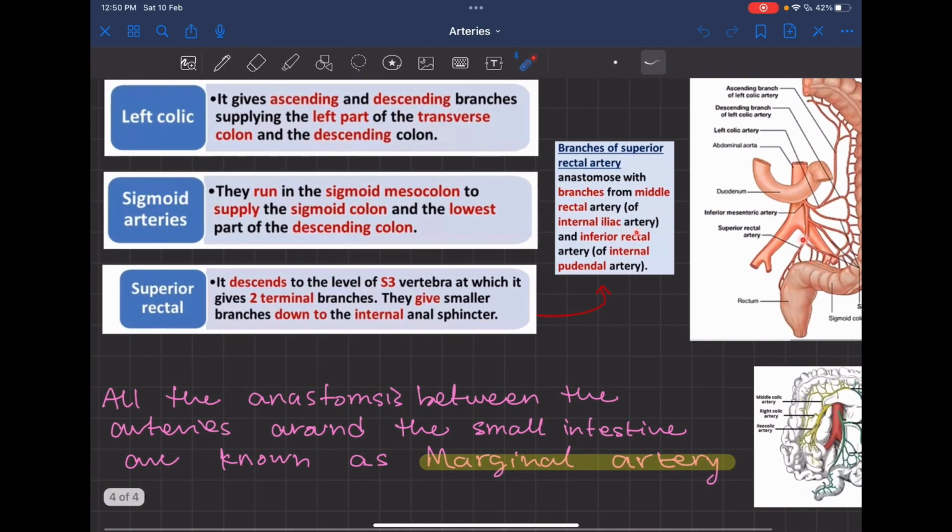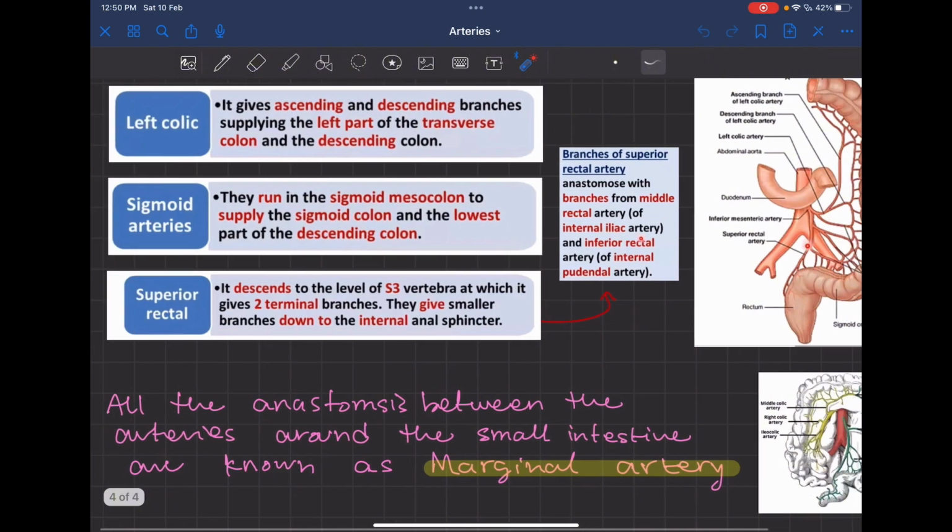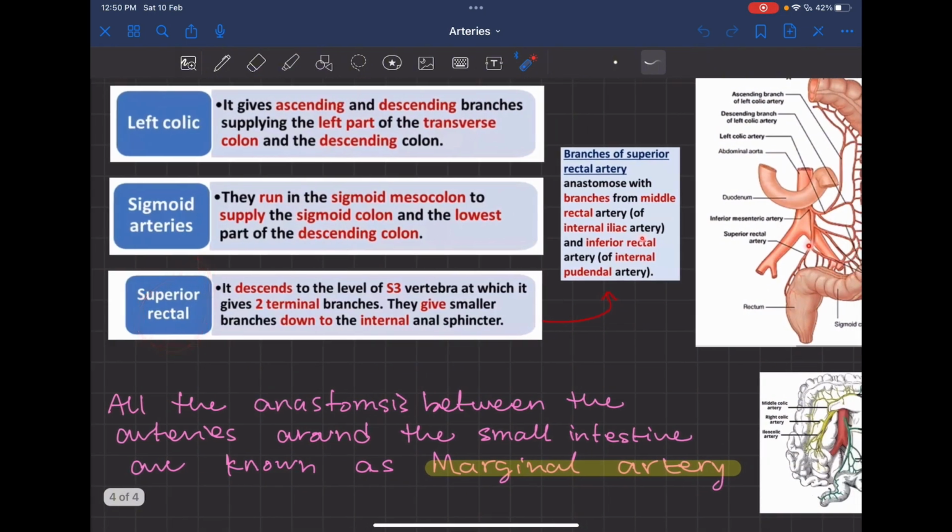Now, moving on to the last branch of the inferior mesenteric artery, which is the superior rectal artery. As you can see here, it descends to the level of the S3 vertebra. Something that we need to know about the superior rectal artery is that it is a terminal continuation of the inferior mesenteric artery. So, at the end of the inferior mesenteric artery, it ends as the superior rectal artery, and it gives off two terminal branches, and they give smaller branches down to the internal anal sphincter.